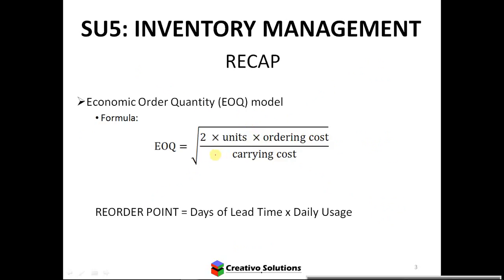We looked at the equation. The equation for EOQ is the square root of 2 times the demand times the ordering cost over the carrying cost. As long as you keep the units the same, you'll be able to work it out quite easily. We also spoke about reorder point. What is reorder point? It's the lead time that it takes for your business to receive goods from a particular supplier, multiplied by the daily usage.